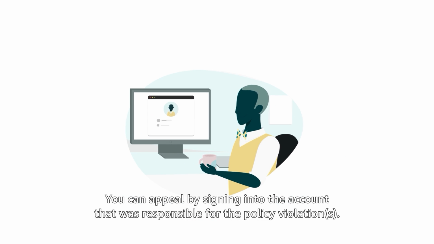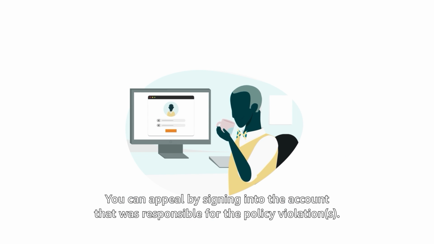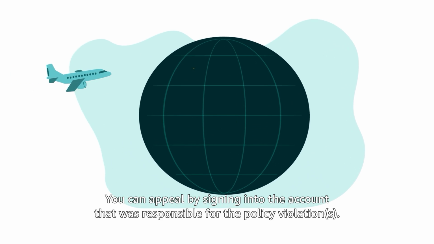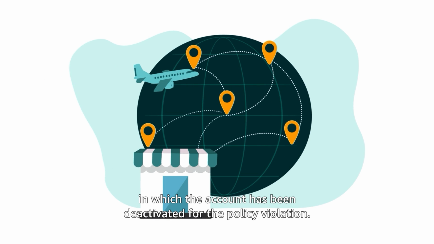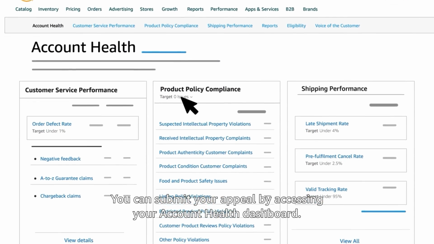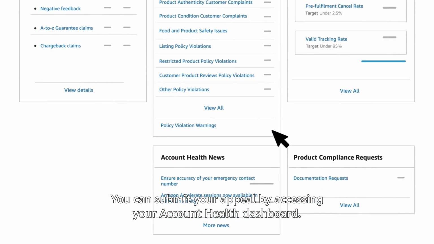You can appeal by signing into the account that was responsible for the policy violations. You must appeal in each regional Amazon store in which the account has been deactivated for the policy violation. You can submit your appeal by accessing your account health dashboard.